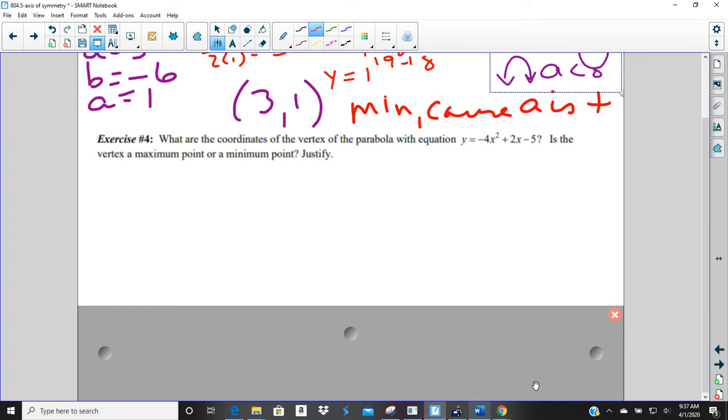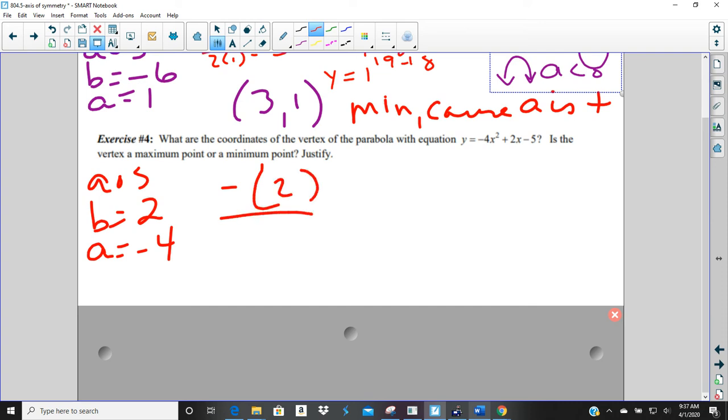Okay, so let's start with the axis of symmetry. We have our B term is 2, and our A term is -4. Okay, we're going to have a little bit of a fraction here. That's okay. So we're going to do negative 2 over 2 times negative 4. Why do they do this crazy number? I don't know. Let's keep going. It's no big deal. We can do this. We get negative 2 over negative 8, which becomes positive 1/4.